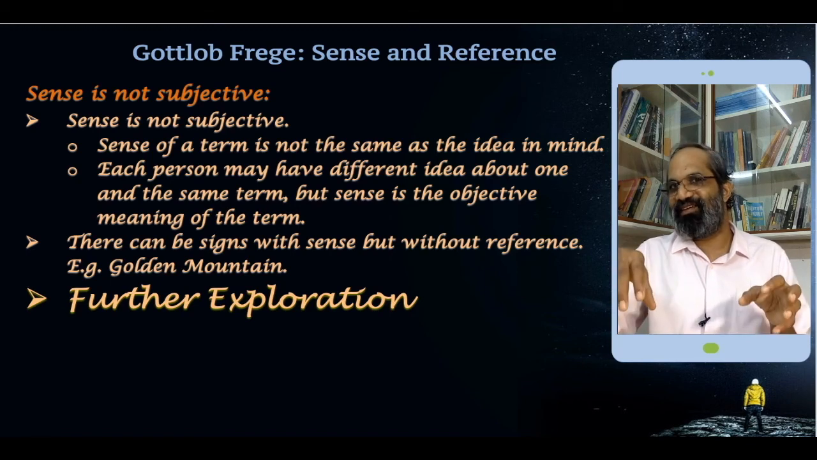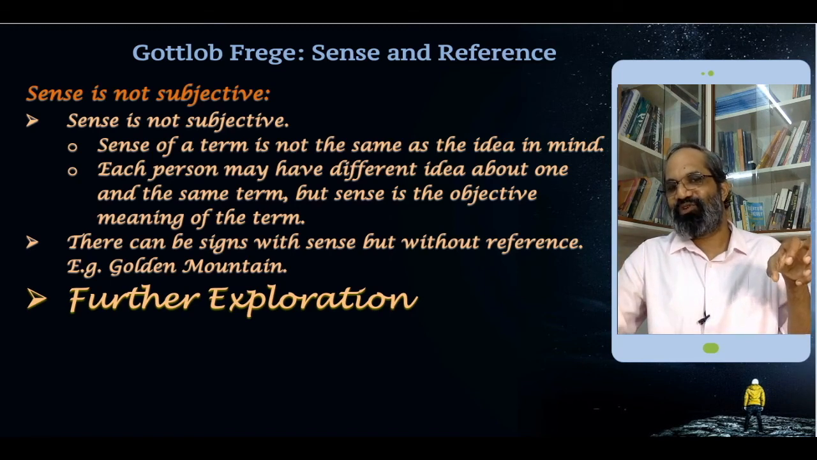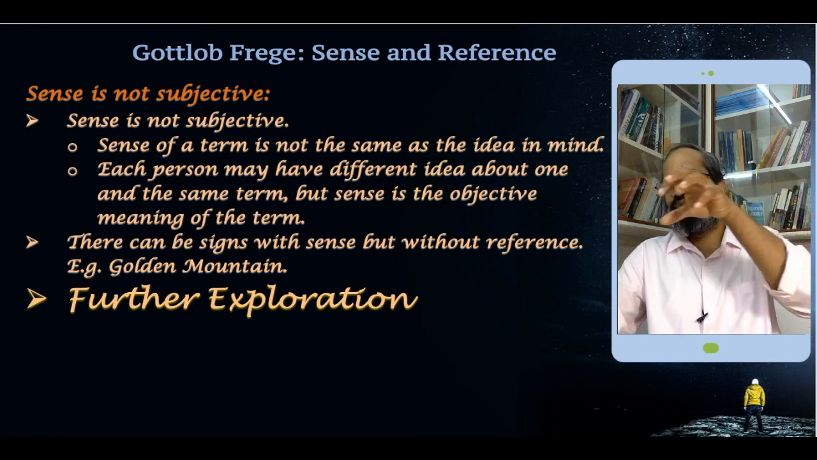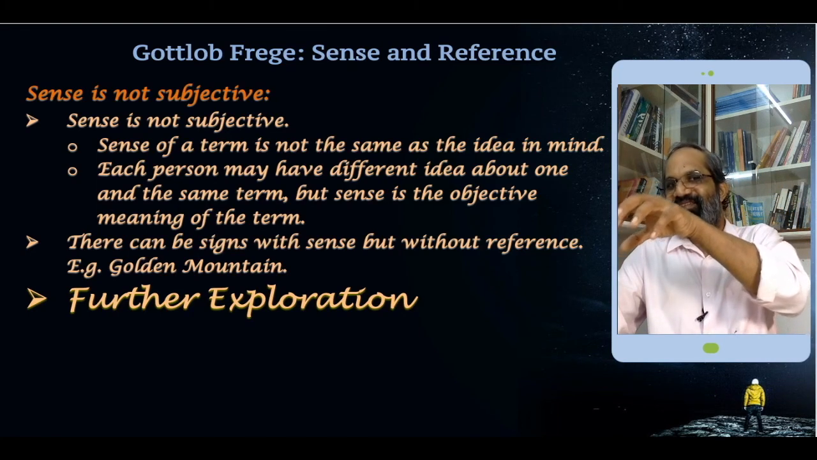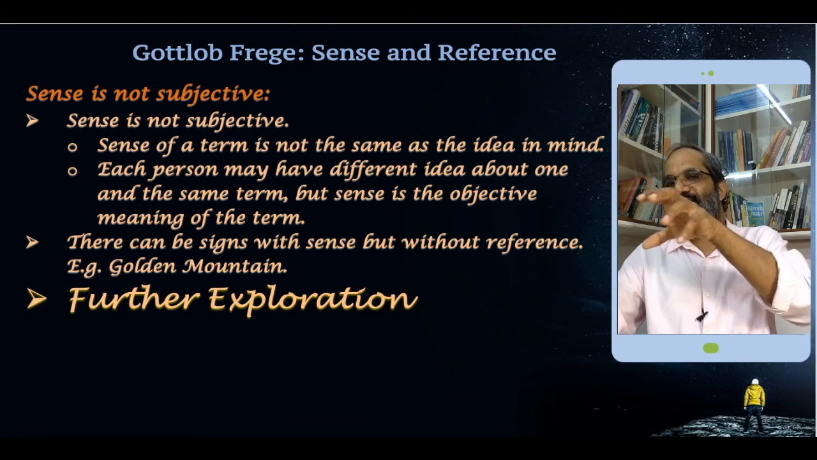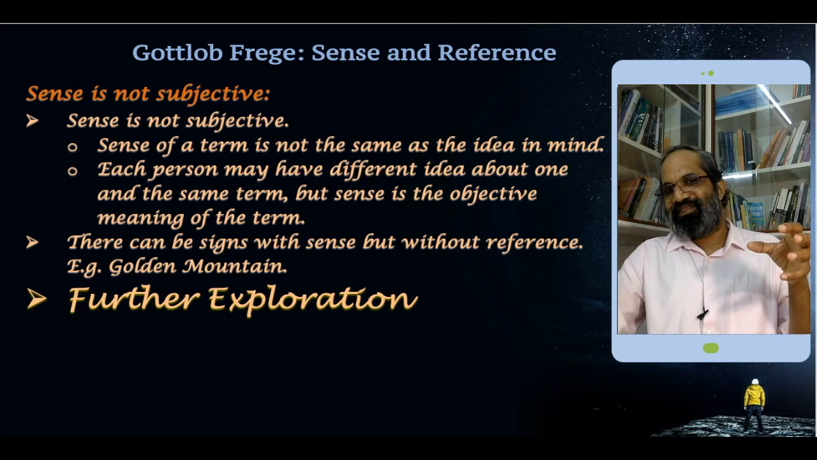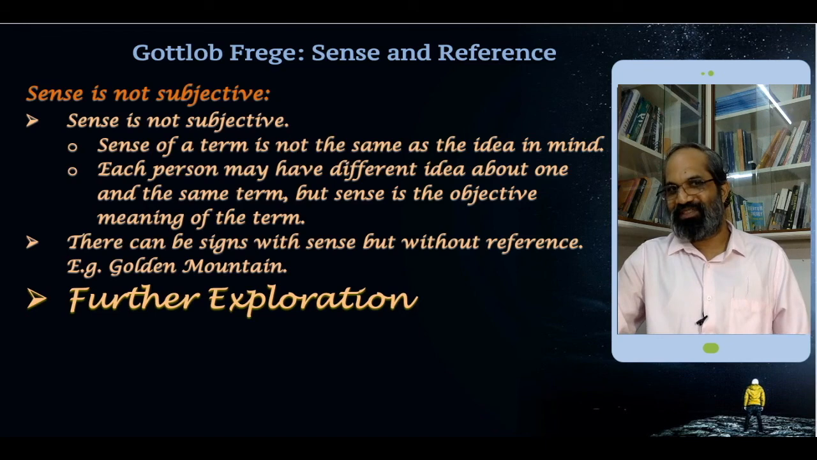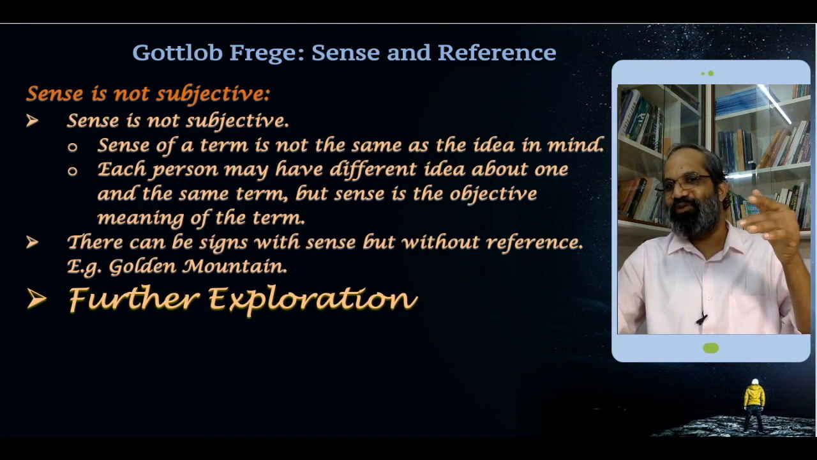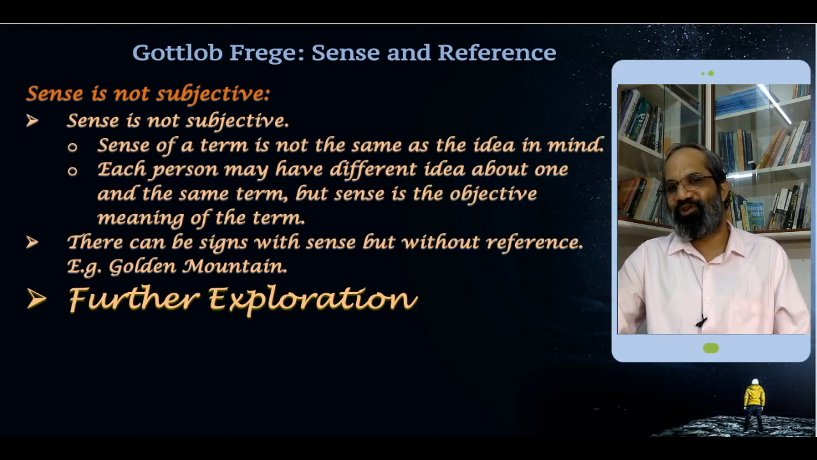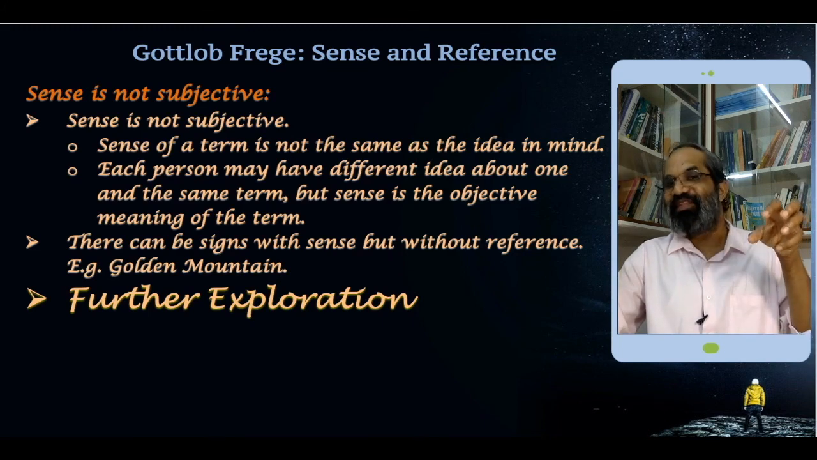So what we have seen here is that a sign may refer to an object through its mode of presentation or sense. And different signs have different senses. And through different senses, when it refers to one and the same object, then our knowledge about the object improves. And a sign connotes its sense and denotes or refers to its object. And the sense of a sign is not subjective but objective, and there can be signs with sense and without reference.